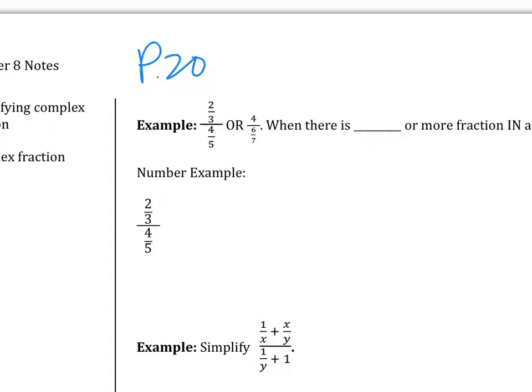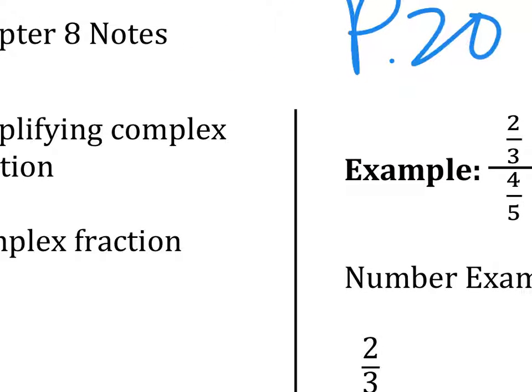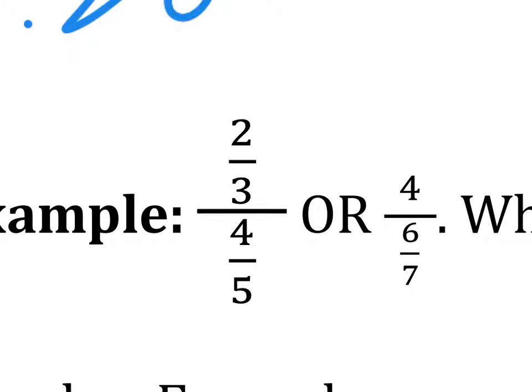Okay, so let's look at this. We are going to simplify complex fractions. Let's define complex fractions. When you see something like 2/3 divided by 4/5, or 4/6/7, it's called a complex fraction because it's very complicated. We have a fraction in a fraction with another fraction in there, or an integer and a fraction in a fraction. That is not acceptable.